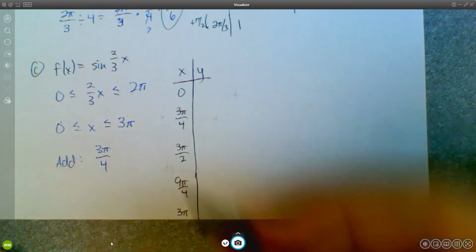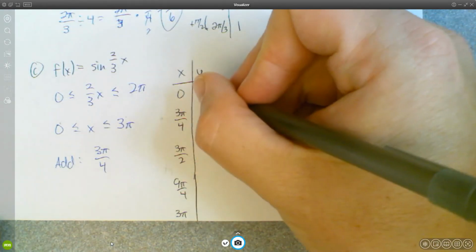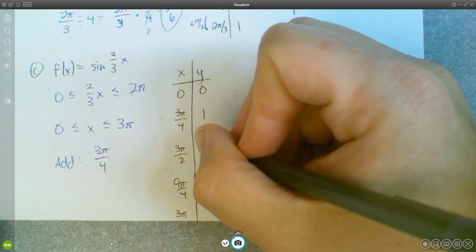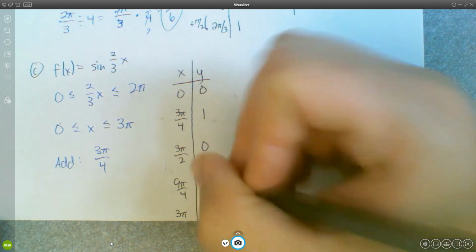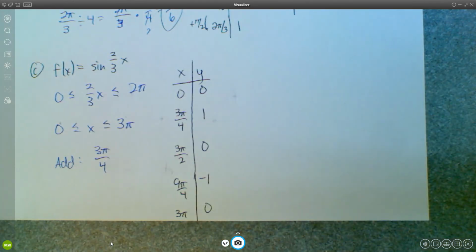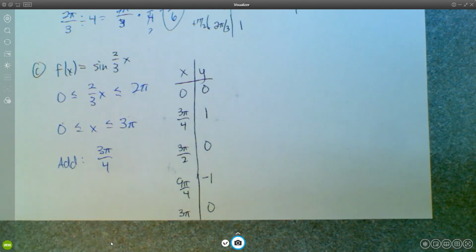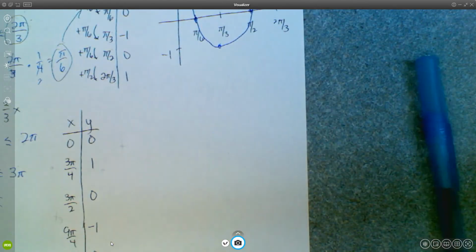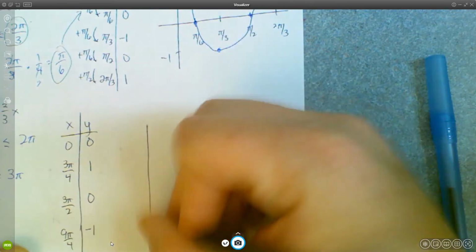Okay. And now this is the sine function. So the sine function starts at 0, then it goes up to 1, comes back down to 0, goes down to -1, and comes back up to 0. So that's the pattern we should have. You're welcome to check it by plugging these values in. But let's graph it.